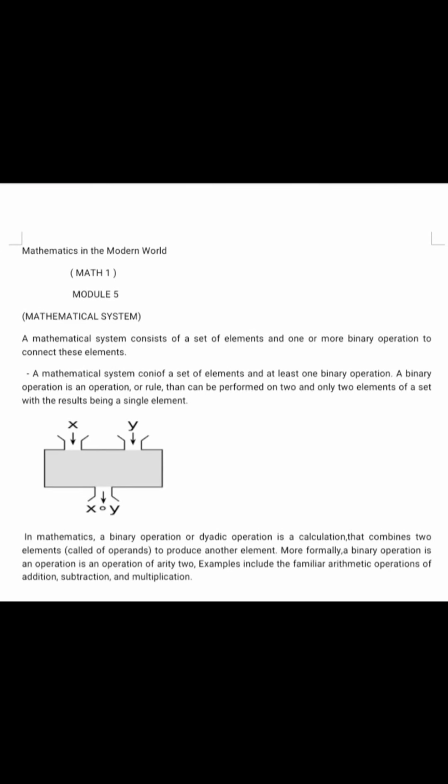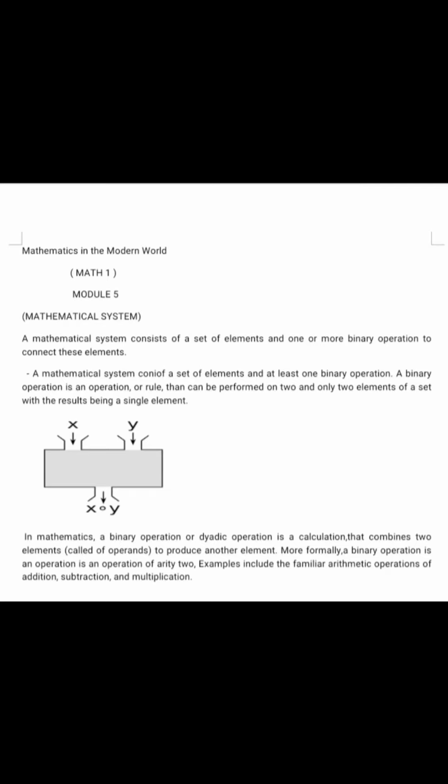Mathematics in the modern world. Math 1, Module 5: Mathematical system. A mathematical system consists of a set of elements and one or more binary operations to connect these elements. A binary operation is an operation or rule that can be performed on two and only two elements of a set, with the result being a single element.